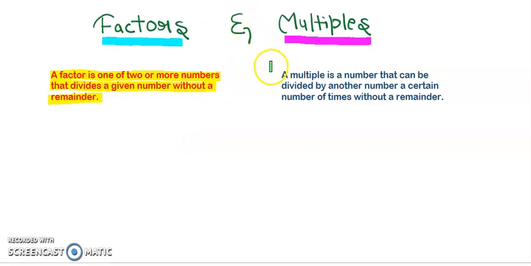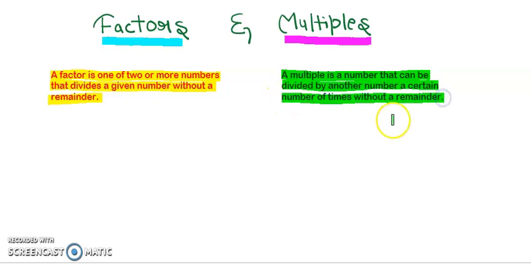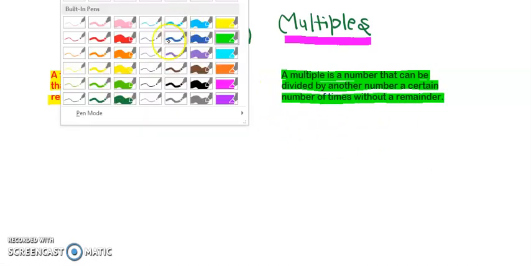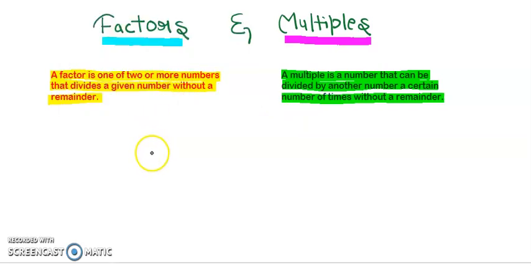Now I will discuss the definition of multiples. Now what is a multiple? A multiple is a number that can be divided by another number a certain number of times without having a remainder. So we can keep on dividing the number, and then we get the multiples. As I understand, with the help of a definition alone, it will be difficult to understand. So I am taking a few examples by which you will understand it more easily.